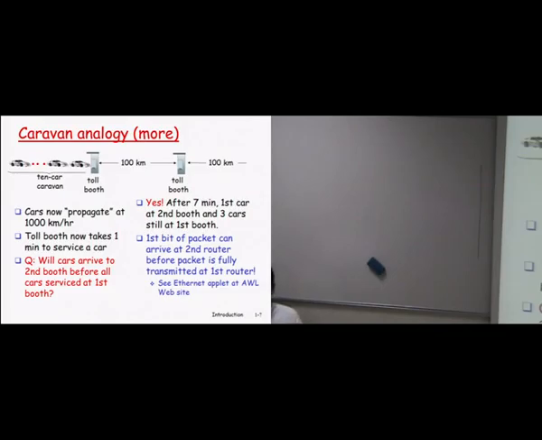See the Ethernet applet at the AWL website. You can check it on your book website. This applet will explain this analogy.